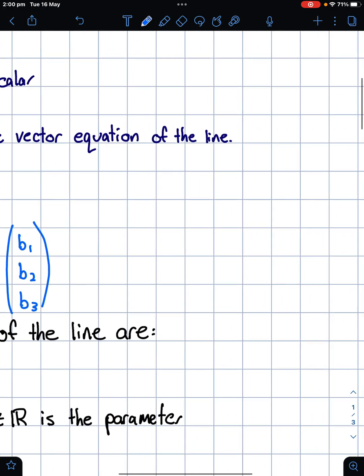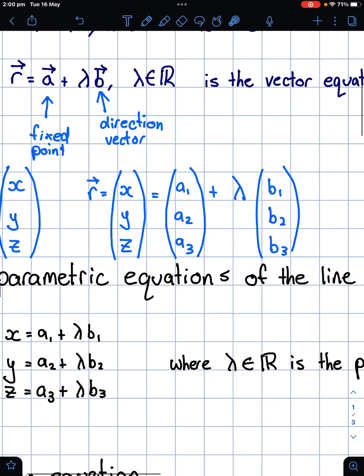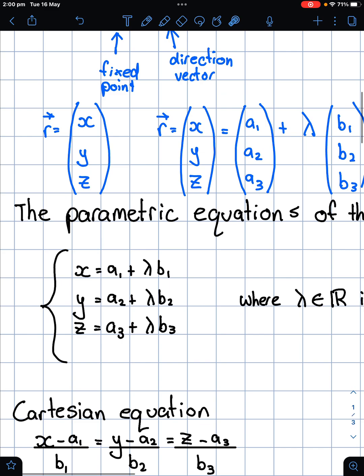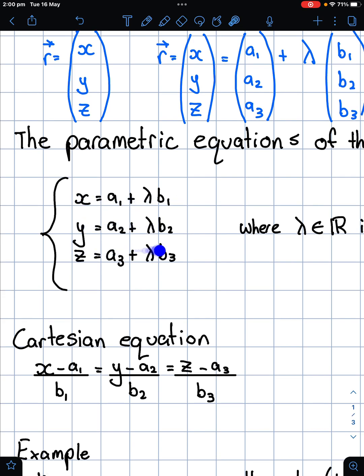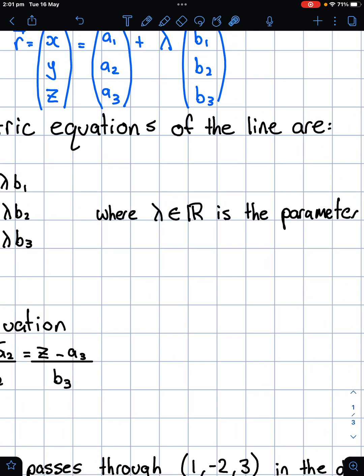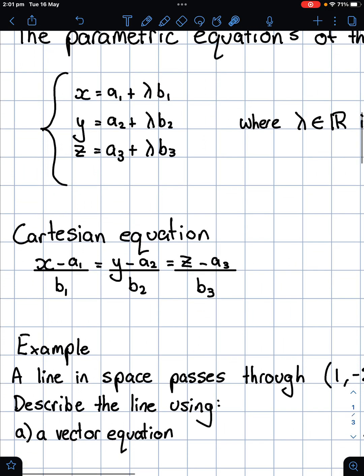What this has actually broken up for us is that we can consider the individual elements. This means our X component. If we wanted to find our X position, we just need the X value of our fixed point, plus our direction vector times our scalar here. These are called our parametric equations, and these are really important. We can break these up into the individual X, Y, and Z components, and lambda here is our parameter. It doesn't have to be lambda. Sometimes it can be different letters.